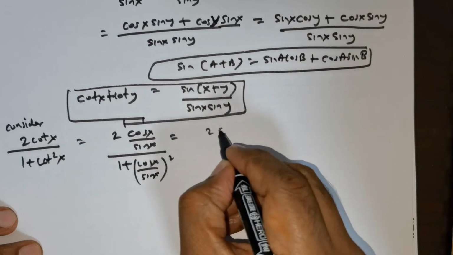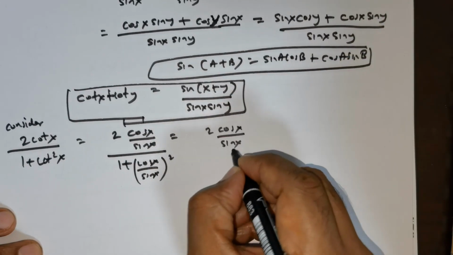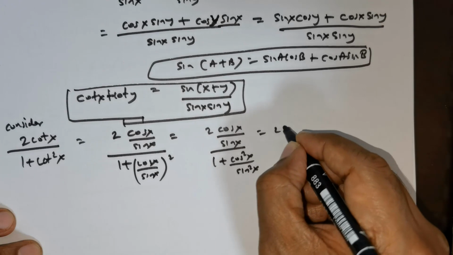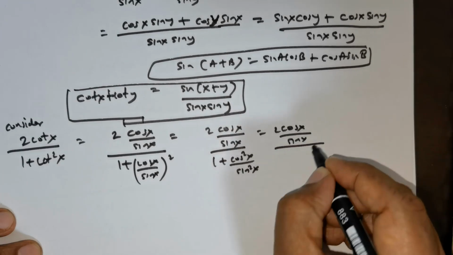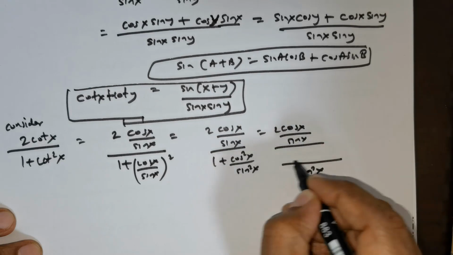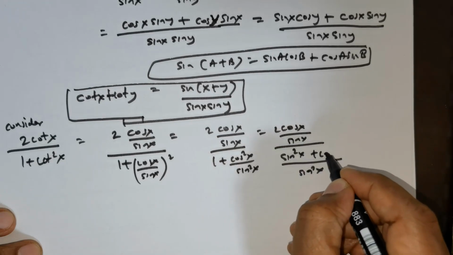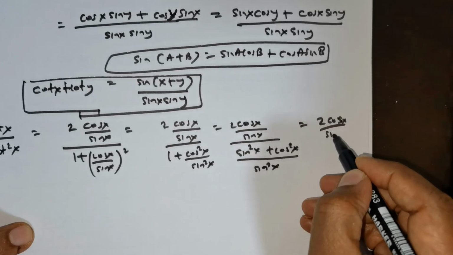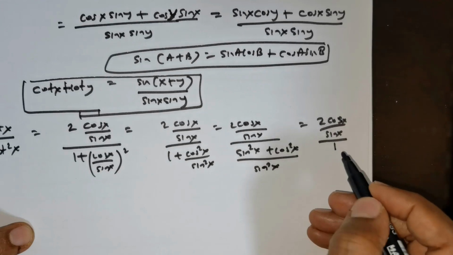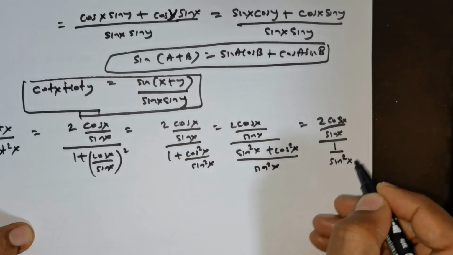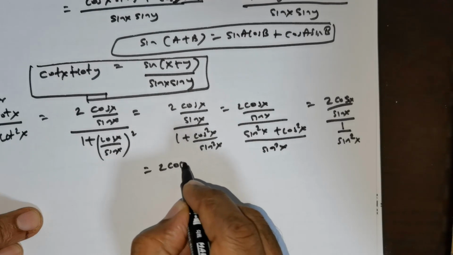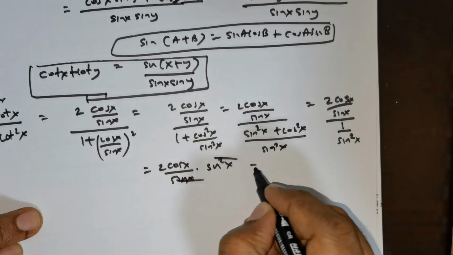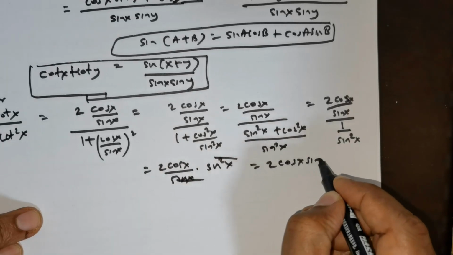This is equal to 2 times cos x over sin x divided by 1 plus cos squared x over sin squared x, which is equal to 2 times cos x over sin x. I take the LCM as sin squared x, so this is going to be sin squared x plus cos squared x, which is equal to 2 times cos x over sin x. Sin squared x plus cos squared x is 1 over sin squared x. You flip them, this is equal to 2 times cos x over sin x times sin squared x. Sin and sin can be cancelled, giving you 2 times cos x times sin x.